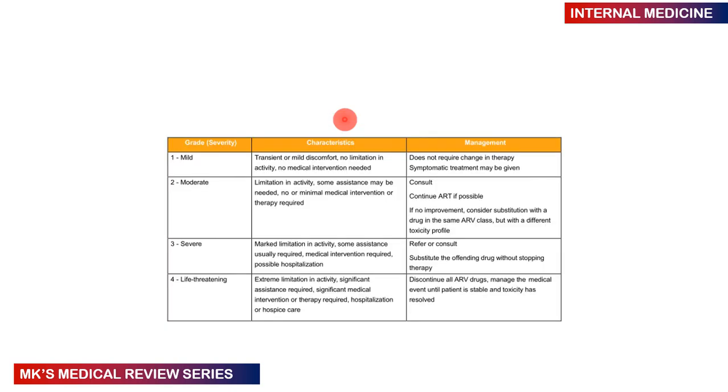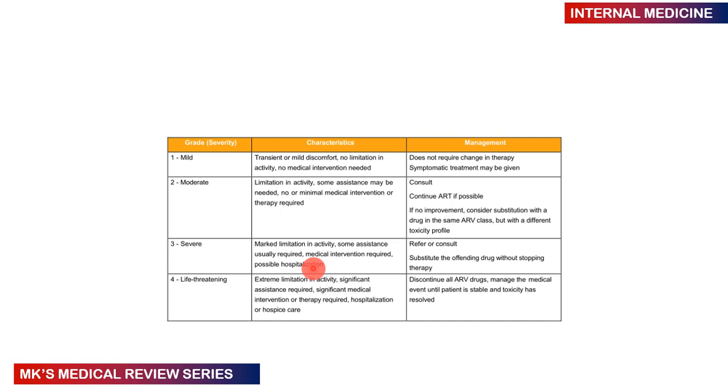And here's the grading of the side effects, the characteristic, and the management of what you do with mild, moderate, severe, and life-threatening side effects. If you have a life-threatening one, you want to discontinue all ARVs and manage them medically until the patient is stable and the toxicity has been resolved. This causes extreme limitation, inactivity, significant assistance is required, significant medical intervention and therapy are required, hospitalization is required. With severe side effects, there is marked limitation in activity, some assistance is usually required, medical intervention is required, and possibly hospitalization may be required.